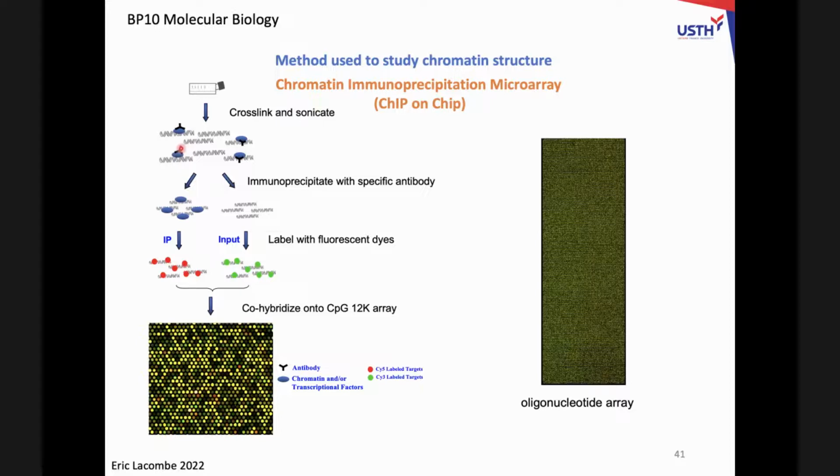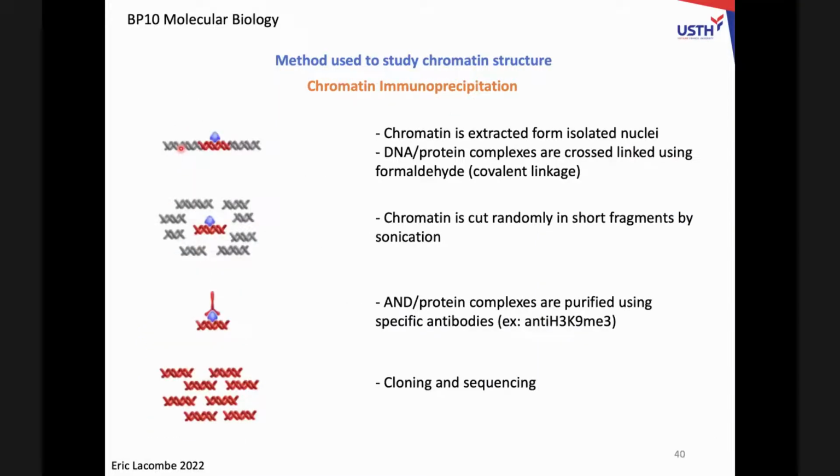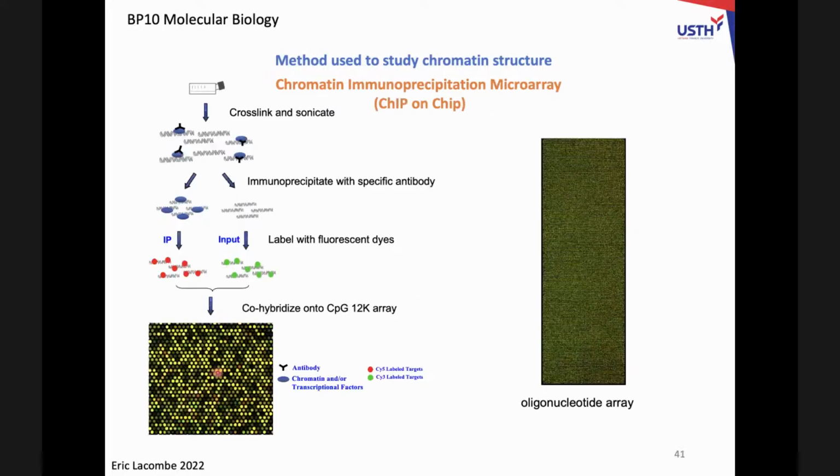You see the difference between this slide and the previous one. The technology is the same. On the previous slide, we use an antibody, but at the end we need to sequence. This one is exactly the same, but instead of sequencing, we hybridize to a full genome microarray in order to know which part of the genome is in one situation or another. Is it okay for you? This is what we call ChIP-on-chip.